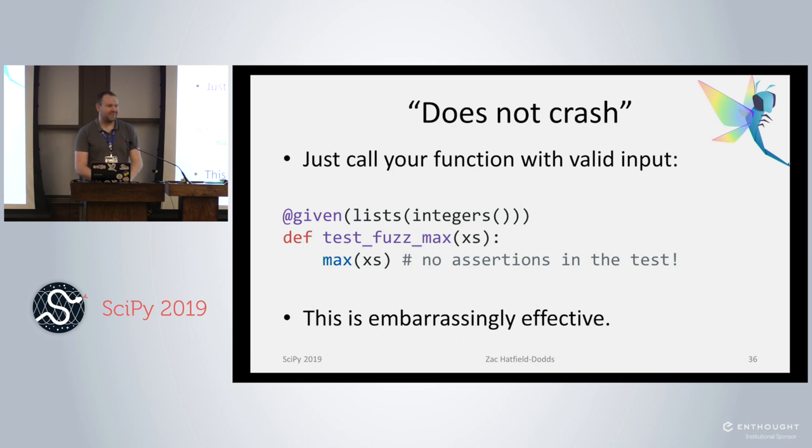Anyone want to tell me why? Empty list. Divide by zero. Empty list issues. There's an enormous number of ways for a function to crash when you pass it inputs that you thought were valid.